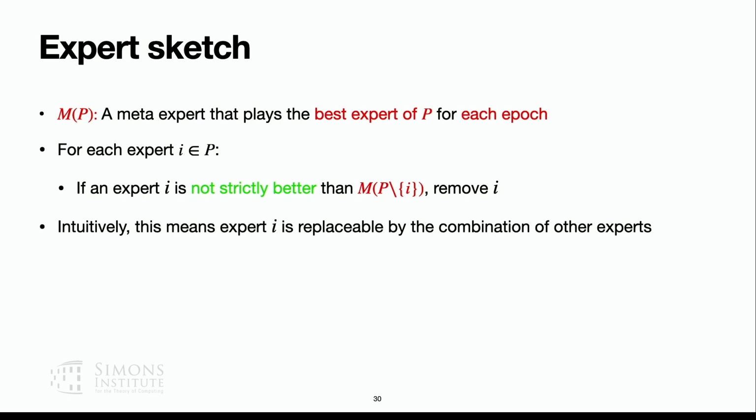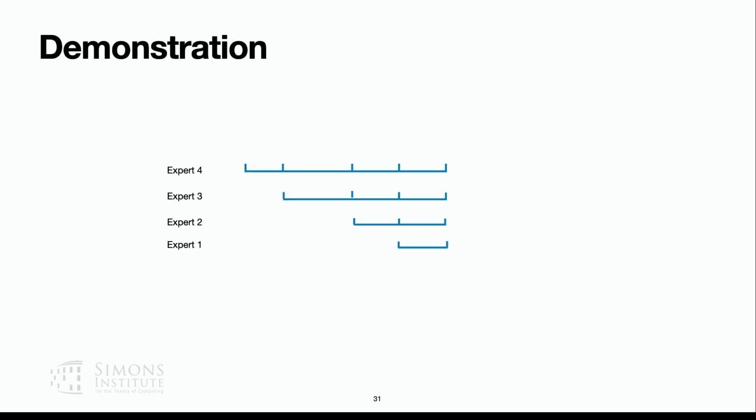And intuitively, this means that if expert I is not strictly better than the meta expert, then it could be replaced by a combination of other experts. Okay, that's the intuition. And I'll give you some demonstration. Let's imagine at the end of some epochs there are 4 experts in the subset, and I want to run the expert sketch and remove some of them. Let's say this is the loss for each interval. Okay. I'll show you how to run this algorithm.